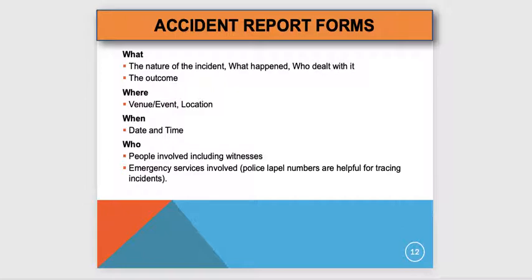Okay, so again, the accident report forms, we covered the who, what, why, when when it comes to the conflict management, but this is the accident report form. So what's the nature of the incident, what happened, who dealt with it, what's the location, when did it happen, and who was involved, including witnesses. Now, we spoke about this in Unit 5, but just to recap, when you're writing this, it is important to get witnesses, because they could actually be the suspect as much as a genuine witness. Okay, so make sure you have that information.